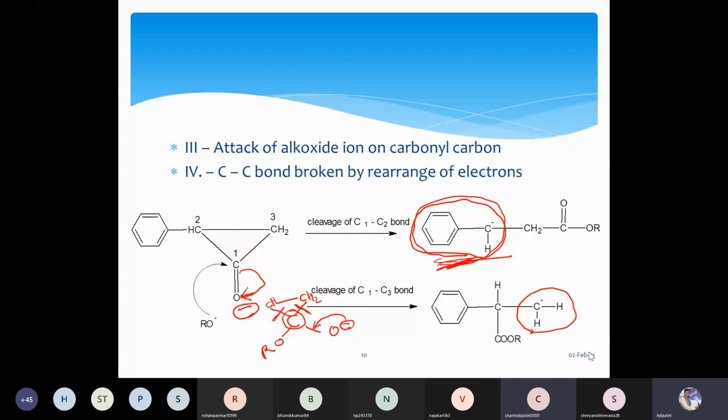RO minus attacks the carbonyl carbon, and the minus will pull electrons. Carbonyl carbon. Try your best in your own words. There is no issue, but you should understand the chemistry first. Okay. Any other student who voluntarily wants to explain this step? Sir, can I try? Okay, sure.